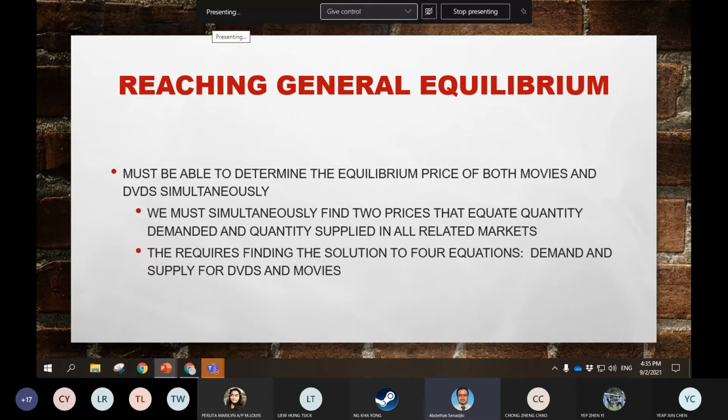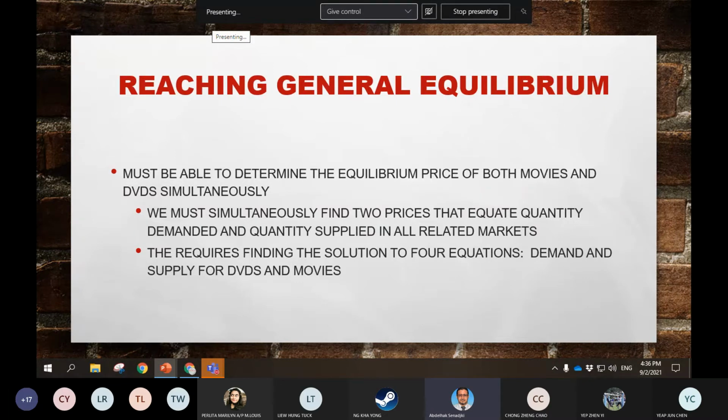So now we're talking about reaching general equilibrium. To find the general equilibrium, which is prices and quantities in practice, so we say simultaneously find two prices that equate quantity demanded and quantity supplied in all related markets. So for example, for two markets, we need to find a solution of four equations. We have supply of movie ticket, we have the demand of movie ticket, we have the supply of DVD, and we have the demand of DVD.